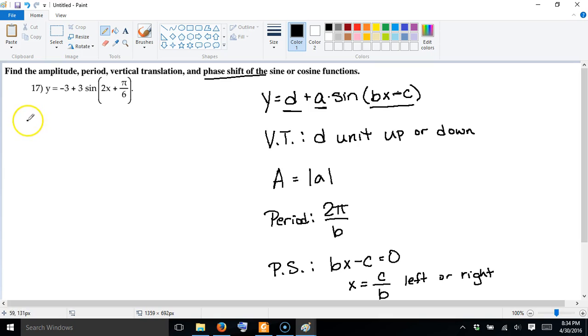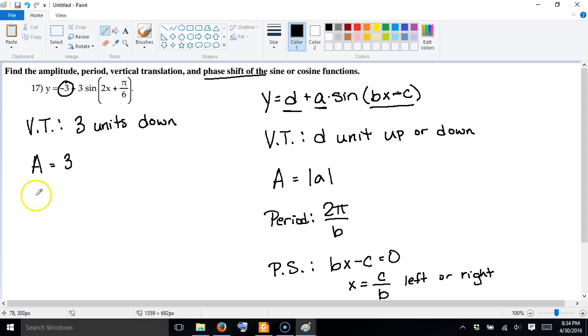For the vertical translation, I can get that one right off the bat. It is this right here. So I'm not going to say negative so many units up or down, I'm just going to say 3 units down. Okay, and then for the amplitude, just going in order here, not this order, but the order I'd stated them here. It's the absolute value of A, which is positive anyway, so we have an amplitude of 3.